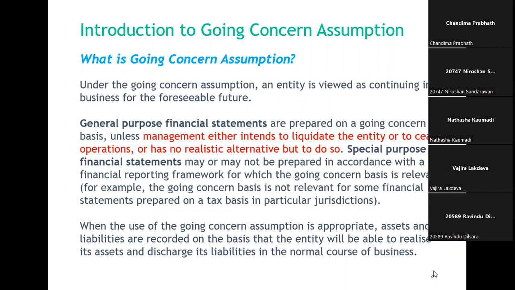If the going concern assumption is not appropriate, then you cannot have current or non-current classification. Not appropriate means within the next 12 months, either management intends to liquidate the entity or to cease operation or has no realistic alternative but to do so, right? So I hope you are clear. When the going concern assumption is appropriate, assets and liabilities are recorded on the basis that the entity will be able to realize its assets and discharge its liabilities in the ordinary course of business. That's why you have current and non-current classification.